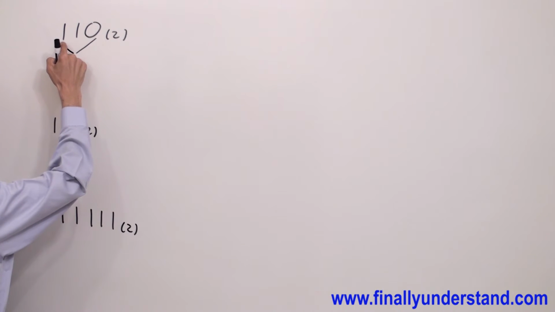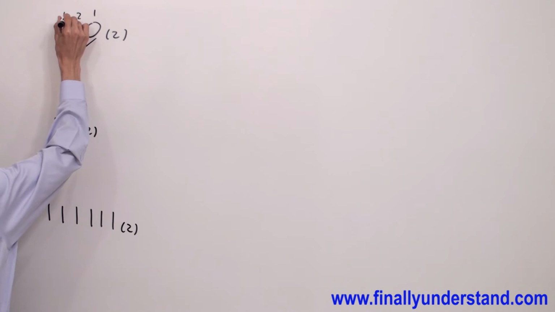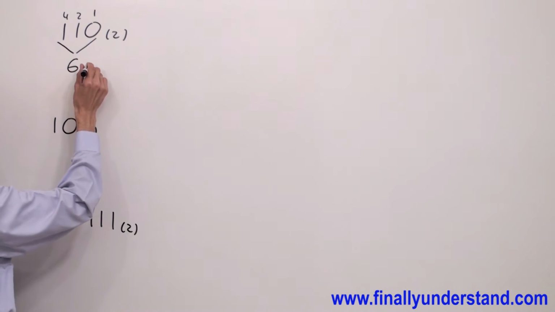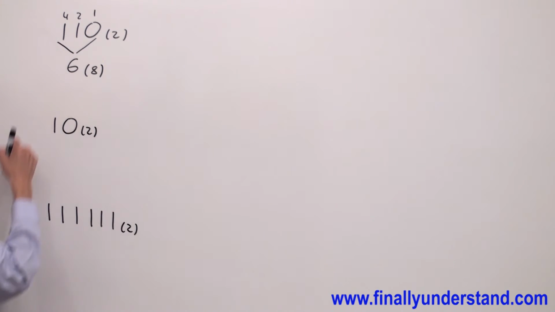We have 1, 2, 3 bits. This is binary 6, because we have weights 1, 2, 4. 4 plus 2 gives me 6. So this is my octal 6, and this is the solution to this problem. Let's take a look at the next example.